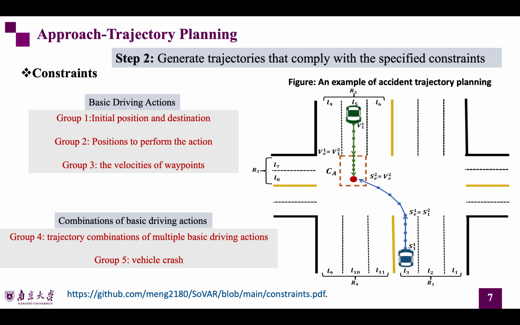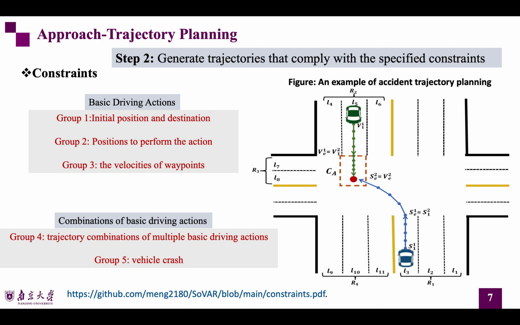For step 2, SoVAR generates trajectories that comply with the specific constraints. We design 5 groups of constraints to describe accidents. We considered the basic driving actions and the combination of basic driving actions. As shown in the figure, the collision takes place at the regulated intersection.